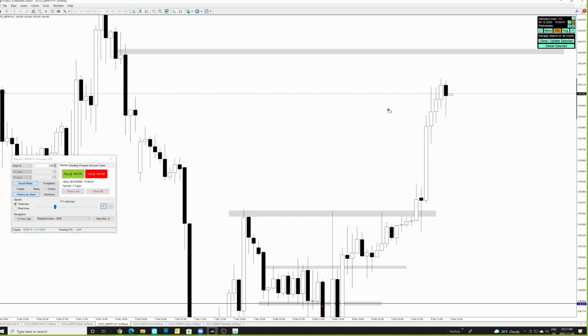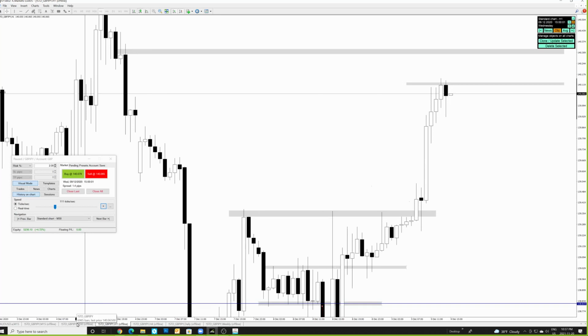We waited almost 1.5 hours for this area to form right over here, right? So if we break above the high at this point, there's a very good possibility price is going to continue moving up in the 17 pip range, right? If we can break above the high of the previous bearish candle.